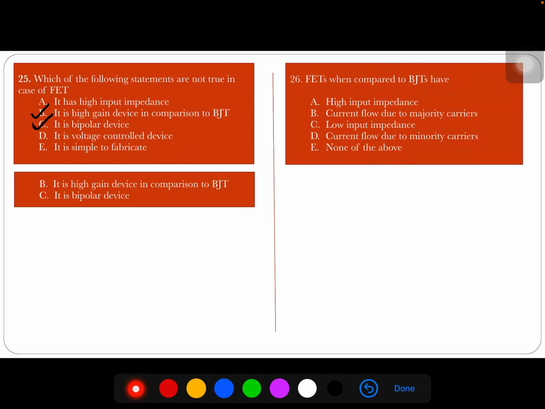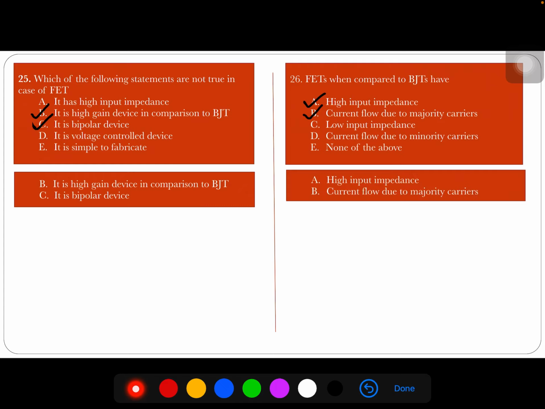Next question. FETs when compared to BJTs have high input impedance. That is correct. Current flow due to majority carriers. That is also correct, because FETs are unipolar devices, and unipolar means current flows only due to majority carriers. BJT is a bipolar device. That means current flows both due to majority and minority carriers. Low input impedance, that is wrong. It has more input impedance as compared to BJT. Current flow due to minority carriers, wrong. None of the above. So the correct options are A and B.